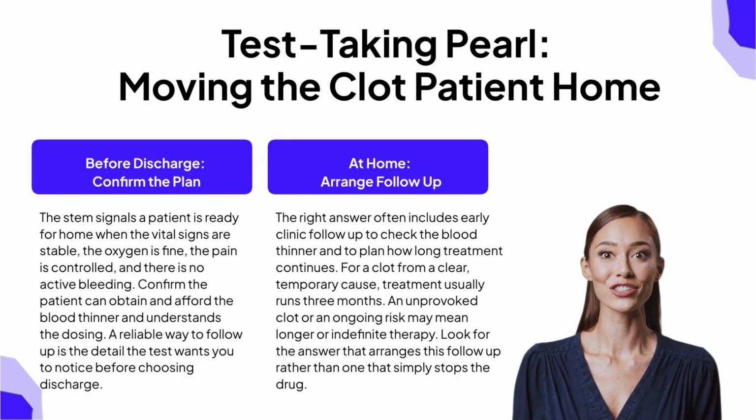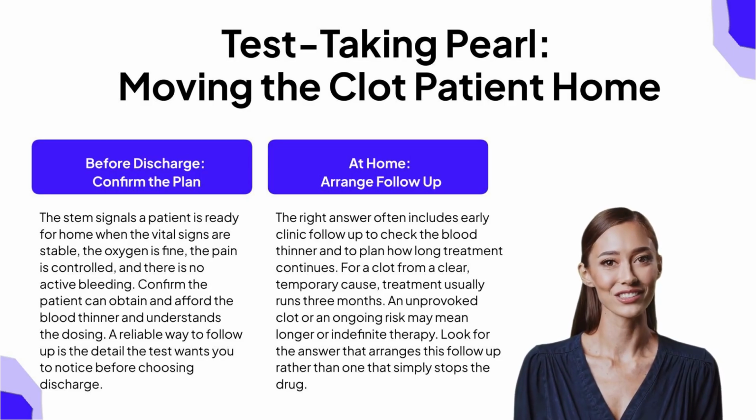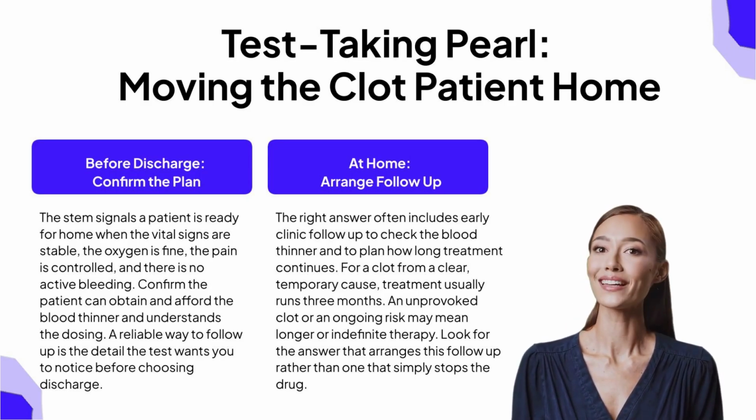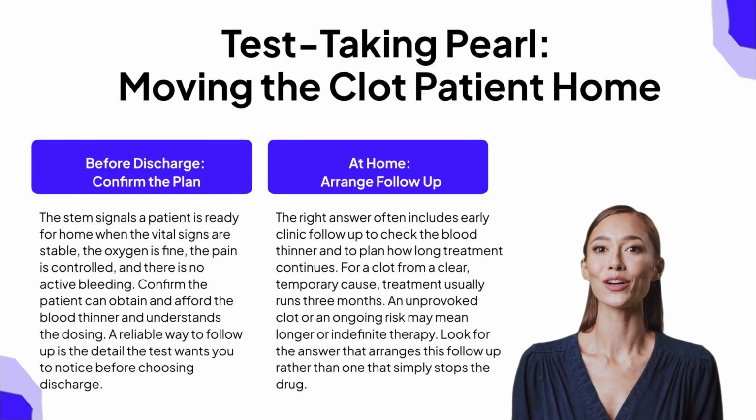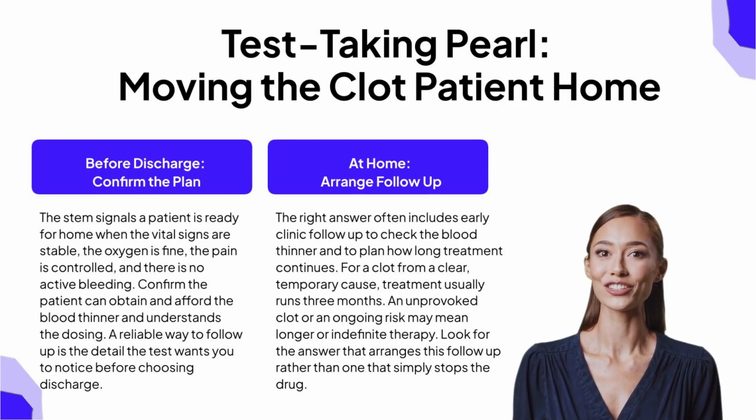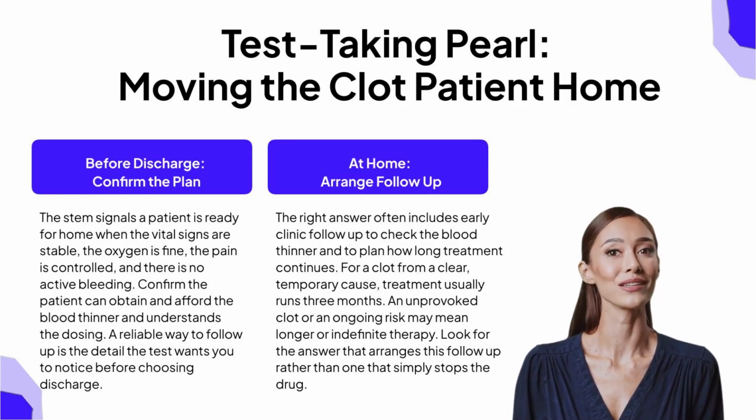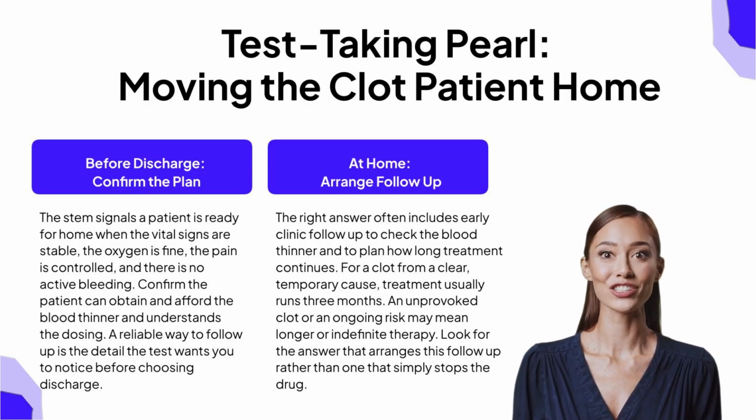The strongest answer usually includes early clinic follow-up to check the blood thinner and to decide how long treatment should continue. For a clot triggered by a clear, temporary cause, such as recent surgery or a long trip, treatment typically runs about 3 months. For an unprovoked clot, or one with an ongoing risk, therapy may be longer or even indefinite. So when two answers look reasonable, choose the one that arranges follow-up and continues protection, not the one that simply stops the drug too early.